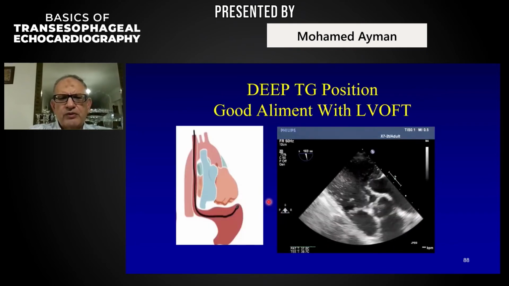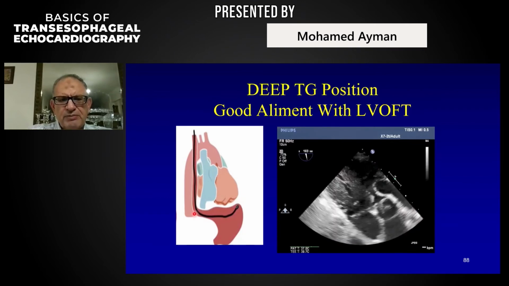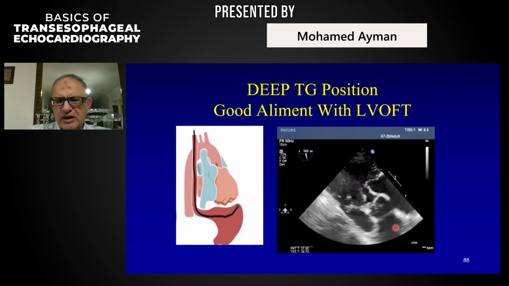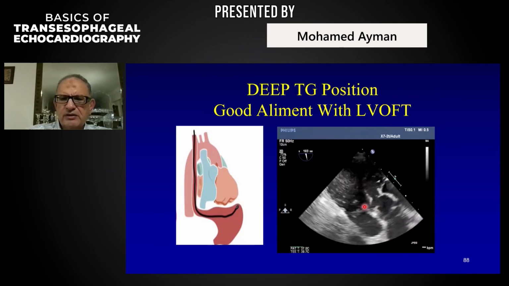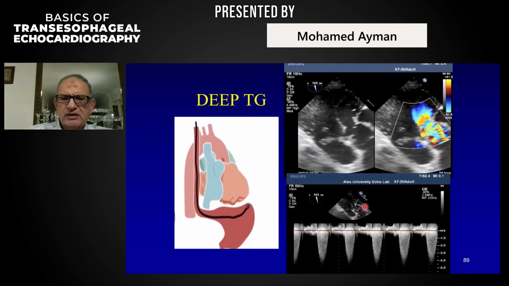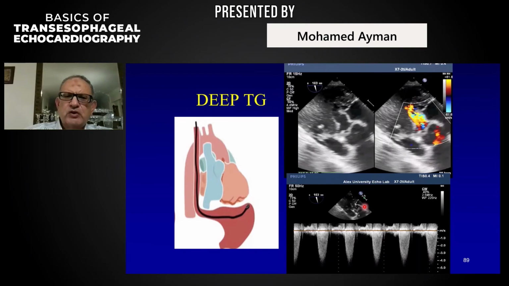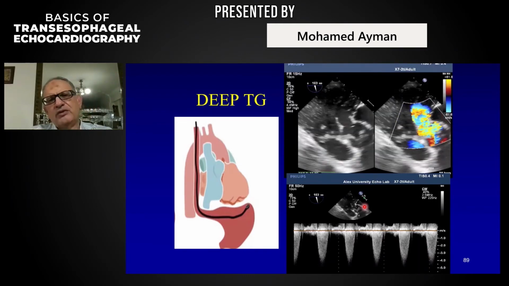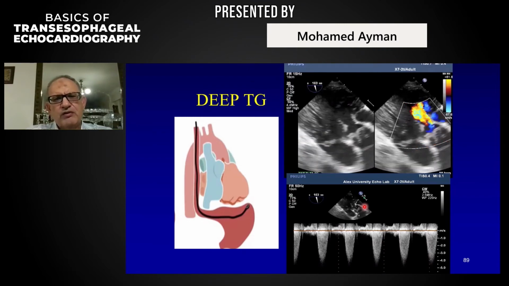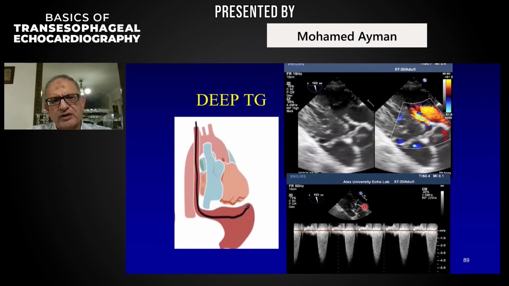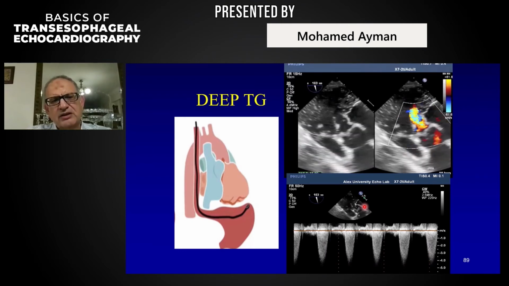As I told you before, if you go to the deep transgastric here, you can get the outflow tract portion of the left ventricle, and you can get gradients from this. So for the valve morphology, for the valve stenosis, and for the regurgitation, you have the mid-esophageal. If you are going to check for the left ventricular outflow tract and for gradient across it, push the probe to the deep transgastric.